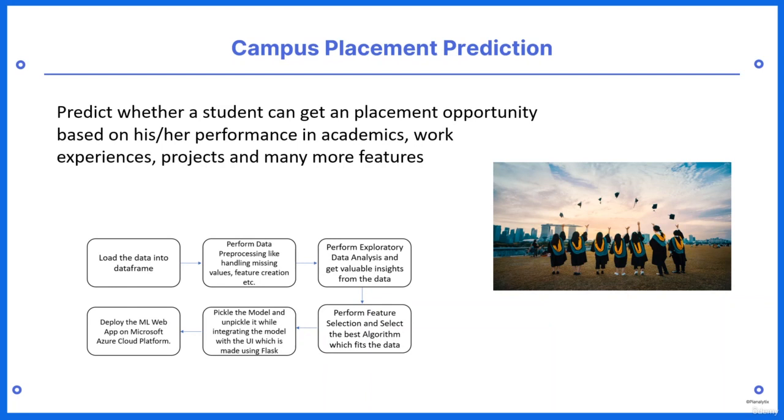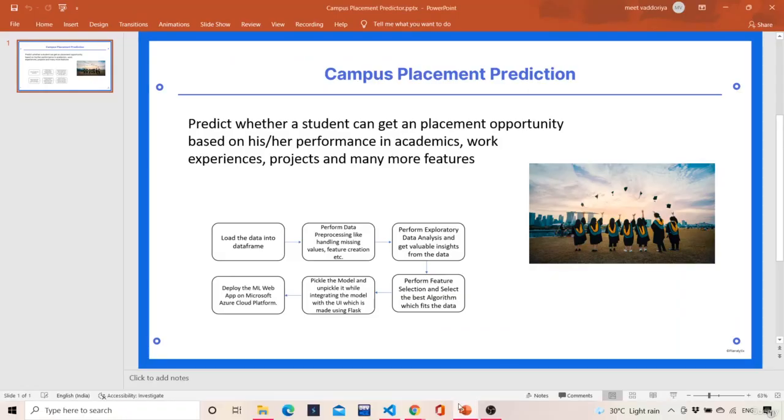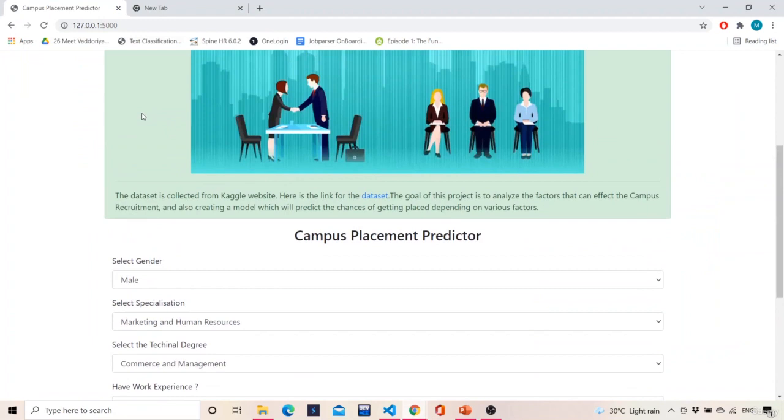Then we will save our machine learning algorithm in a pickle file, and then we will try to integrate that machine learning model which was saved in the pickle file. We will unpickle it and integrate it with the UI which we will be making with Flask, and then we will deploy the entire web app on the Microsoft Azure cloud service. So let me just show you the working demo of this, how this is working.